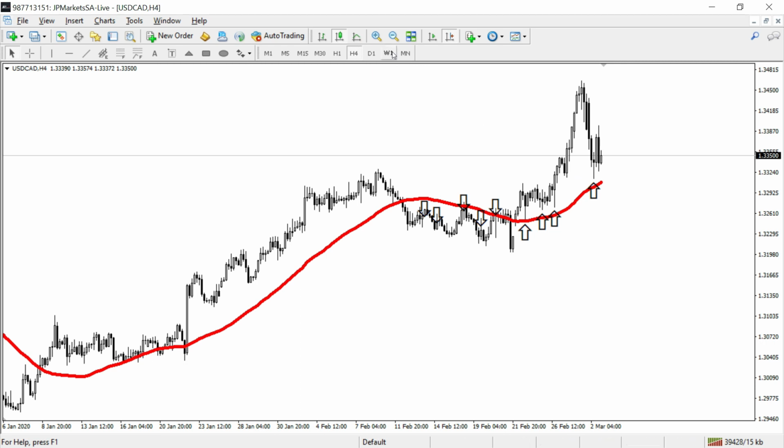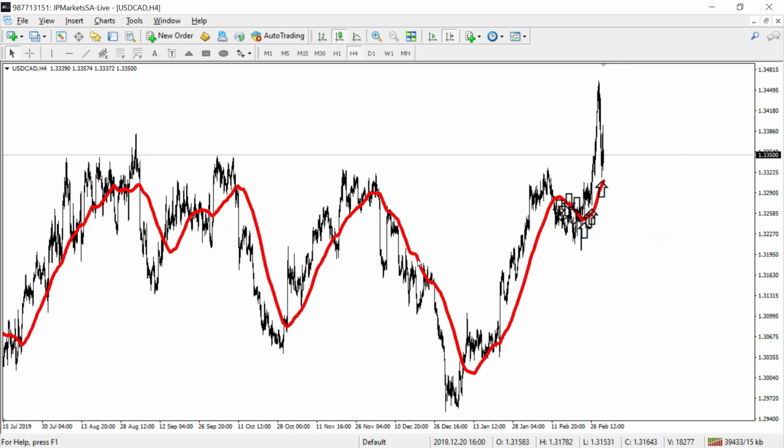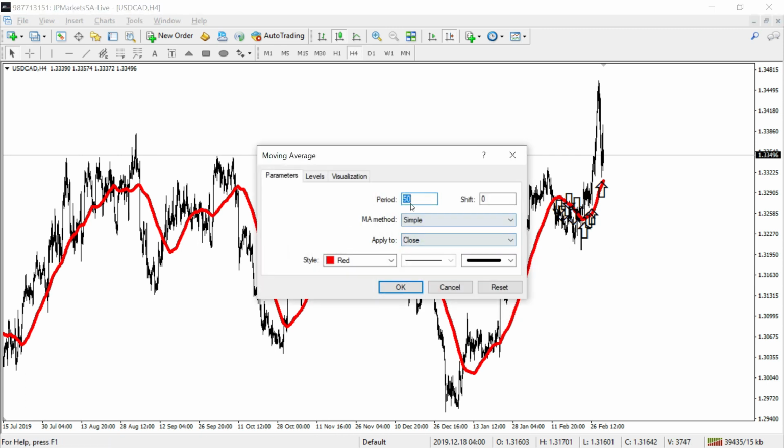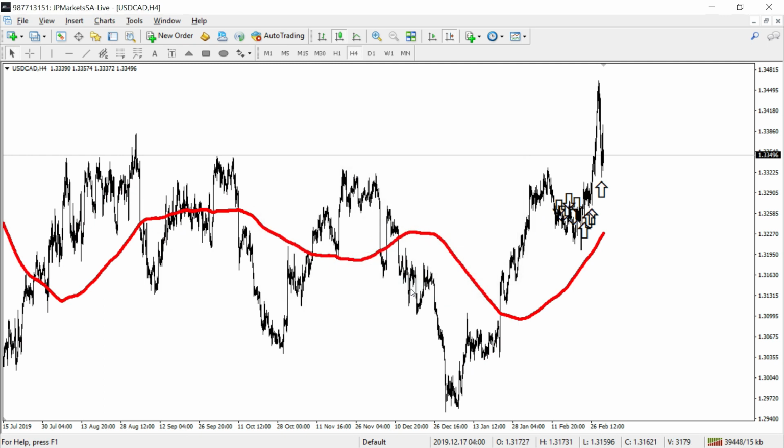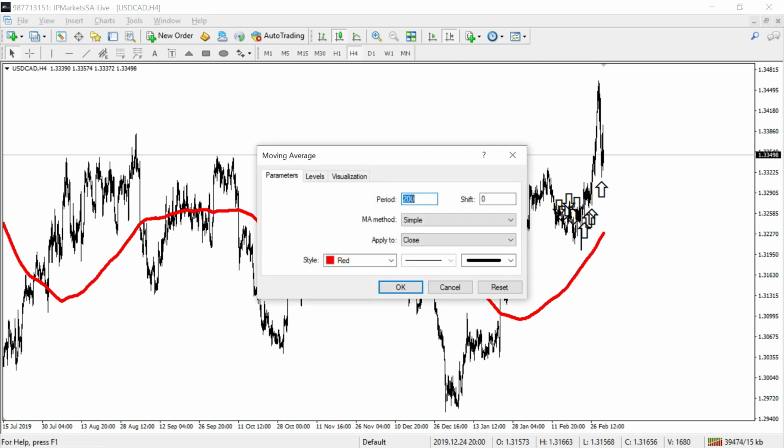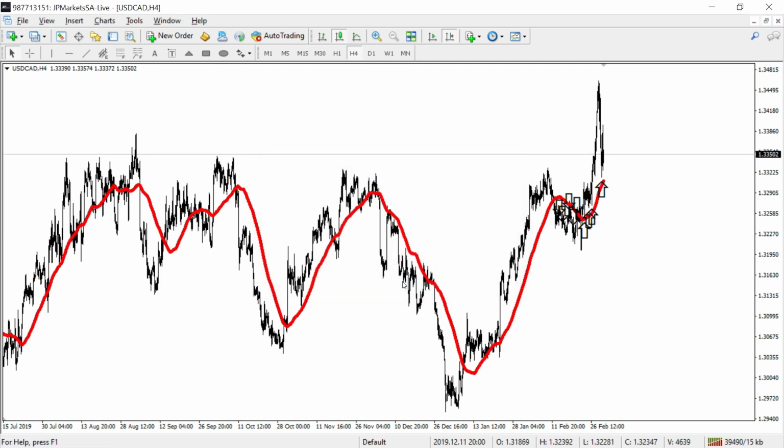And obviously, let's zoom out again. If we increase this number further, let's say to 200, it will become much smoother because now it's taking 200 candles into consideration. So that's what will happen. Let's go back to the 50 and leave that in red.